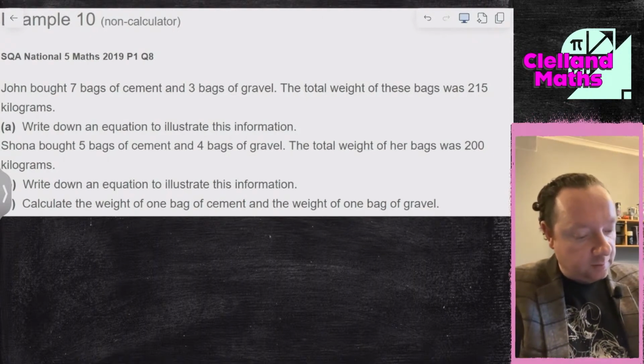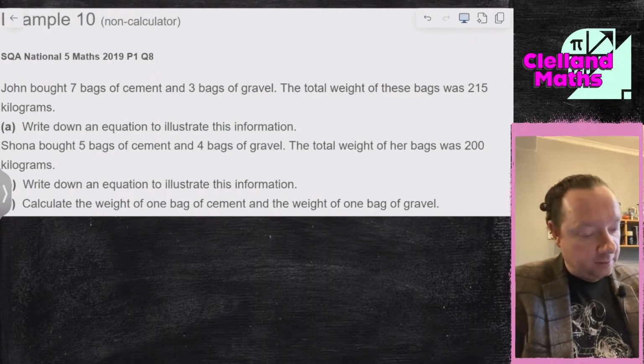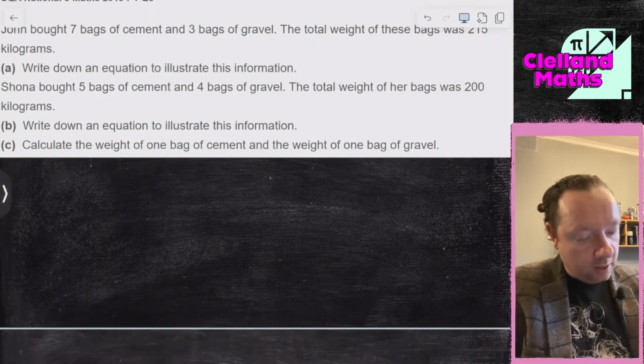SQA National 5 Maths 2019 Paper 1 Question 8. John bought 7 bags of cement, 3 bags of gravel. The weight was 215. Write down an equation. Shona bought 5 bags of cement, 4 bags of gravel. The weight was 200. Write down an equation and solve.